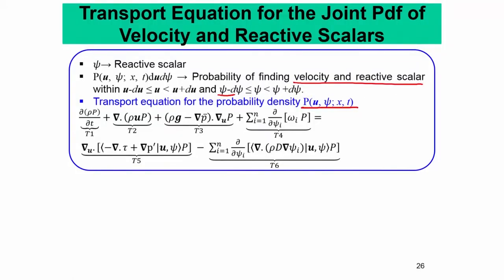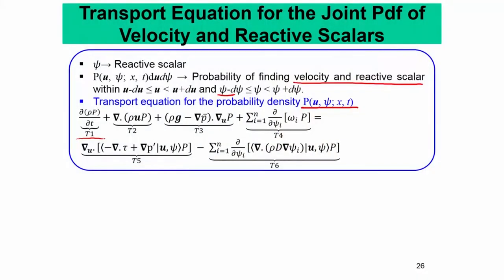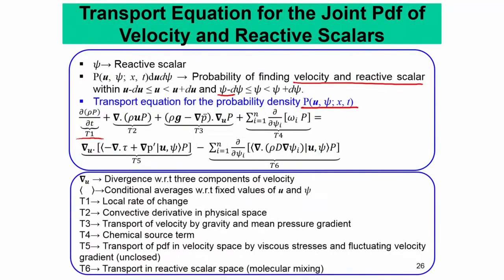You can see Pope's book for this derivation. It's an involved derivation, and here we have the different terms. You see the divergence of u is with respect to the three components of velocity. These angular brackets are conditional averages with respect to fixed values of u and ψ. T1 is the local rate of change in time, T2 is the convective derivative in physical space, T3 is the transport in velocity space by gravity and the mean pressure gradient forces, and T4 is the chemical source term.